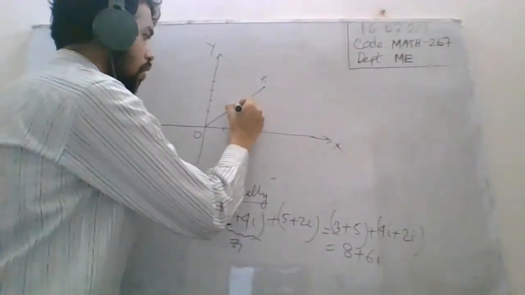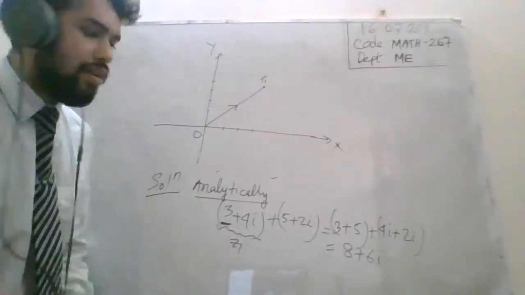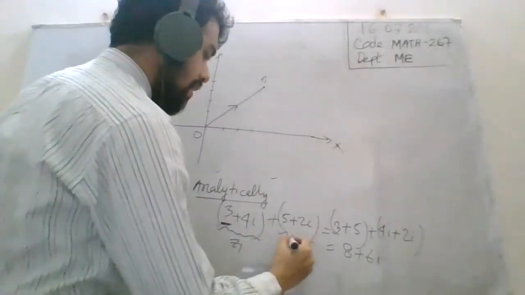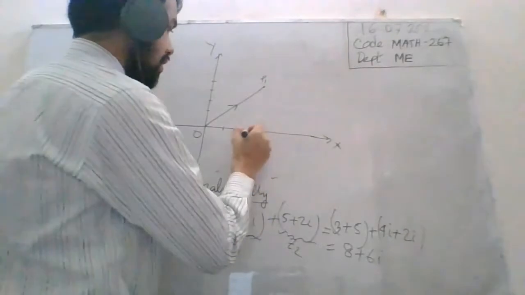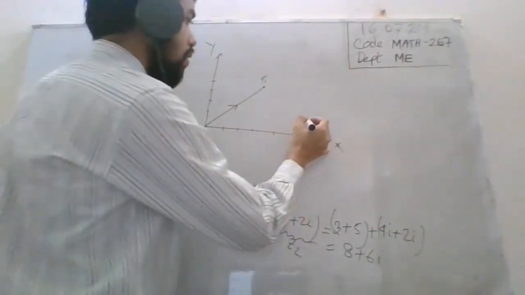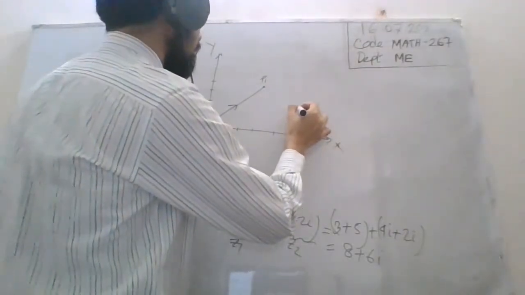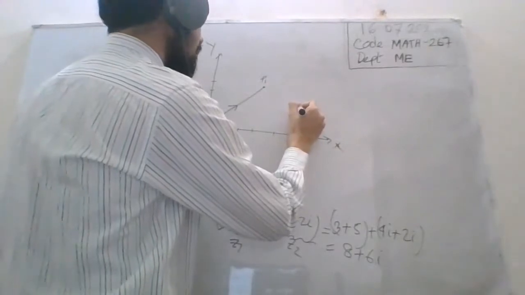This is the vector OP1. Then also take another number z2. For 5, count 3, 4, 5, and for 2, count 1, 2. So this is another point.